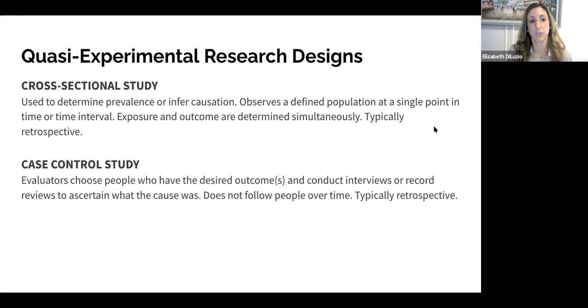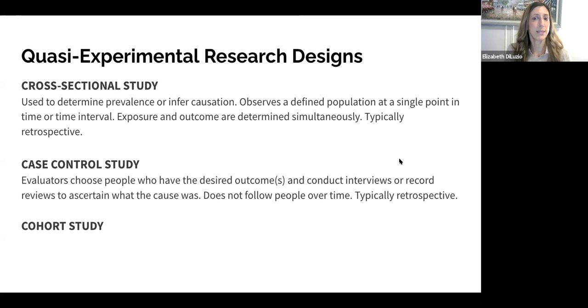And so with a case control study, the evaluator chooses people who have the desired outcome. So they might look for a group of people who are all scored within the 80th or up percentile in their grade. And then once they have those people, they'll conduct interviews or record reviews to understand what the cause was. We're hoping that it was special education, but it might be something else. So we just explore these people and their experience in the education system to get a better understanding of why they were successful. And it does not follow people over time. This is completely retrospective also.